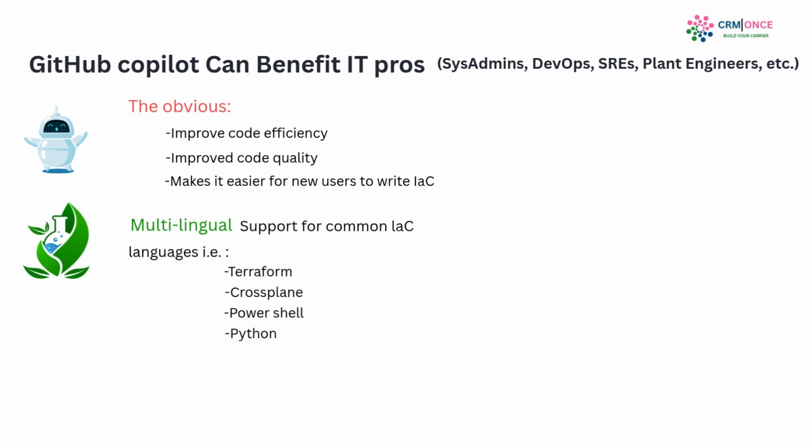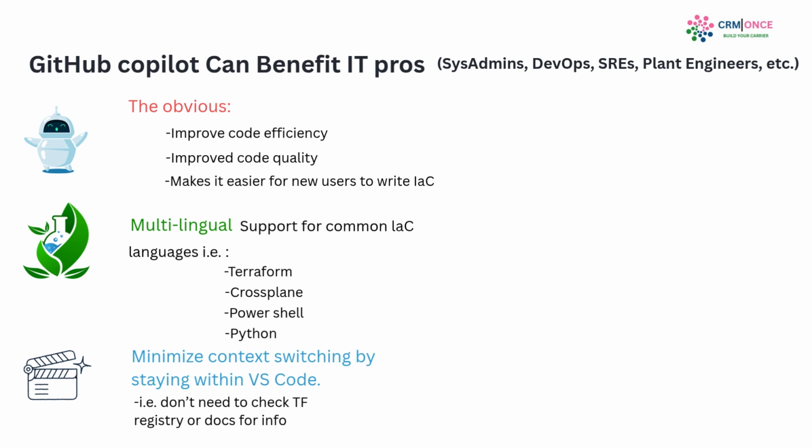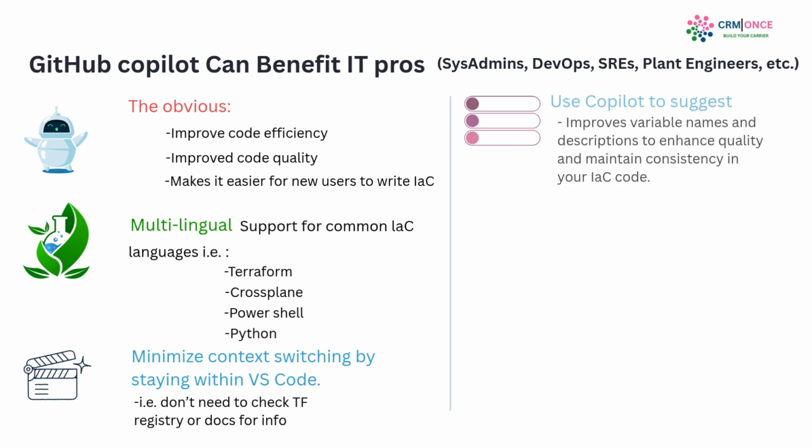Next, it's multilingual. Copilot supports multiple human languages and works smoothly with popular IaC tools like Terraform, Crossplane, PowerShell, and Python. Another big win is avoiding context switching. You can stay right inside your IDE, like Visual Studio Code, and ask Copilot for help instead of jumping out to search documentation. It also helps improve code quality.